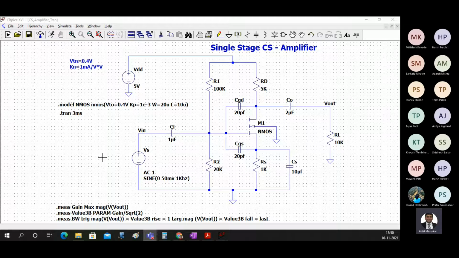Yes, Mithilesh, what is the status? Are you drawing? Have you completed it? Yes, sir, doing. Okay.